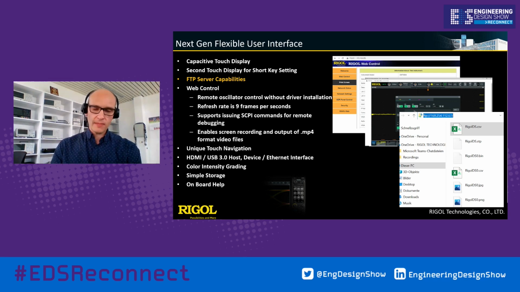We have implemented the test device as an FTP server. So that means you can use the IP address of the test device, put it into the Explorer, as you can see here, and then open the memory of the test device and easily drag and drop the data, or the big data, immediately to your PC.